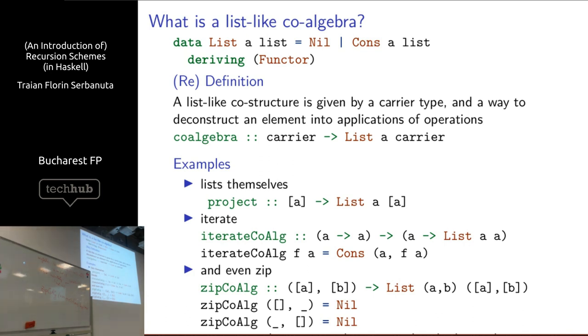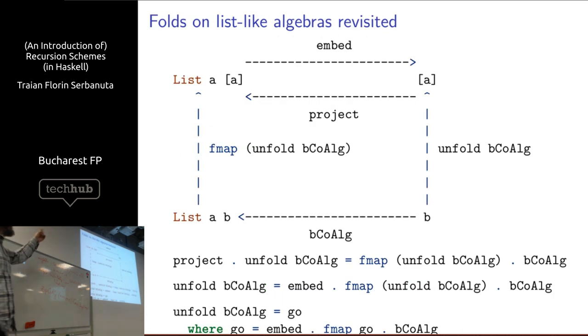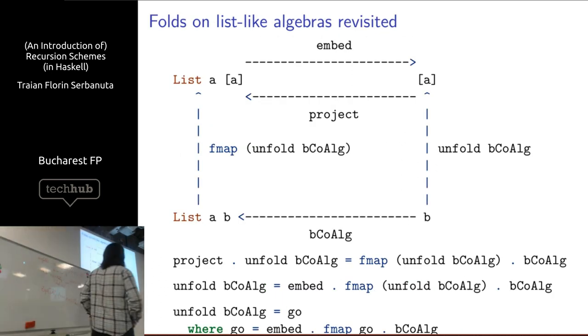Anyway, so we have the idea of a coalgebra, which is the dual of an algebra. And now we can draw another nice diagram. We have again embed and project. And we have a coalgebra, basically giving a seed; I produce an element and the next seed, maybe. And now I want to unfold it. So I want to get something from B to a list of A.